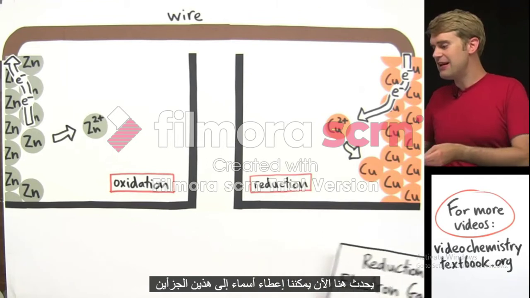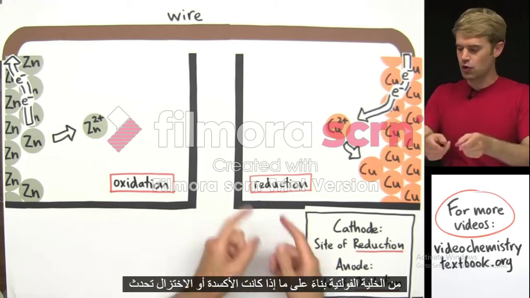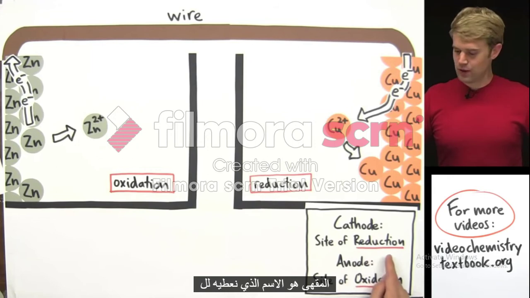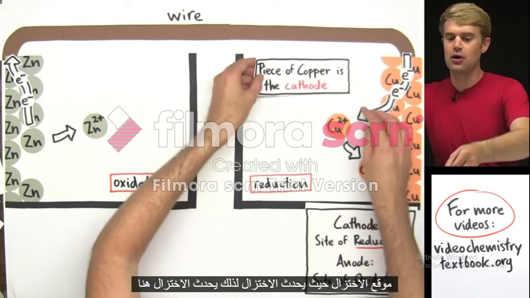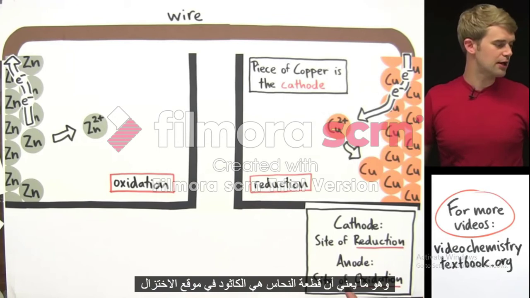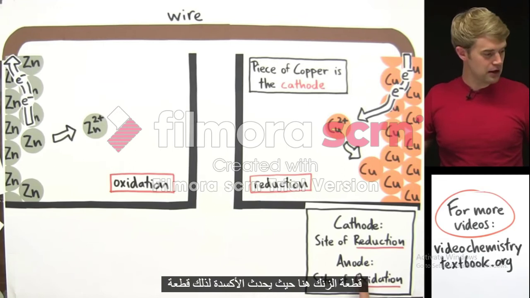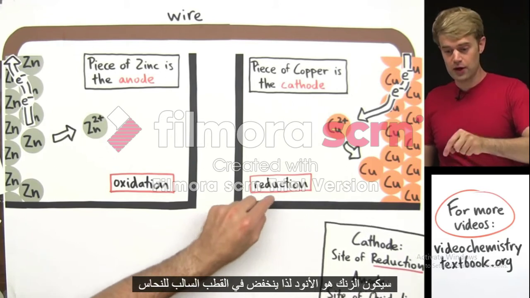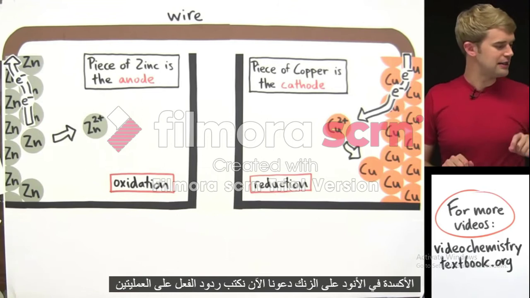Now we can give names to these 2 parts of the voltaic cell based on whether oxidation or reduction takes place. So the cathode is the name that we give for the site of reduction, where reduction happens. So reduction is happening here, which means that the piece of copper is the cathode, the site of reduction. And the piece of zinc over here is where oxidation is happening. So the piece of zinc is going to be the anode. So reduction at the cathode on copper, oxidation at the anode on zinc.